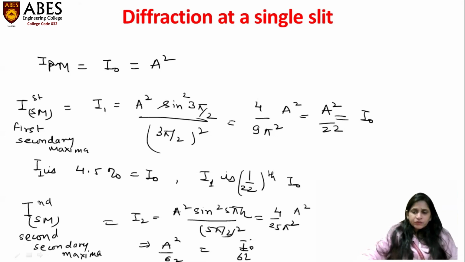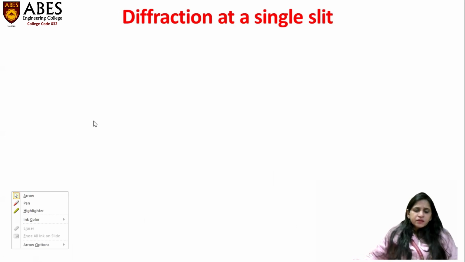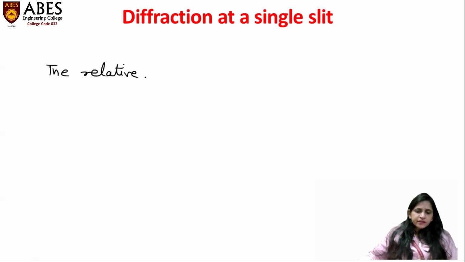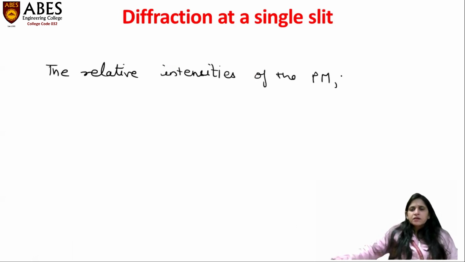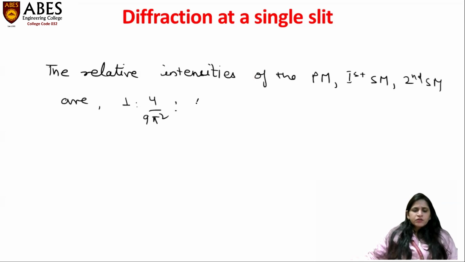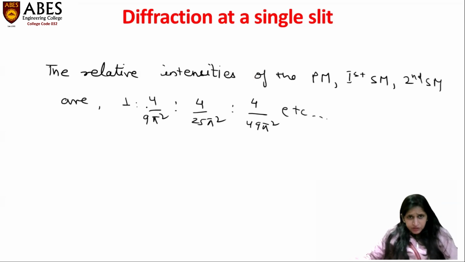So if we give the conclusion to this, the relative intensities of the principal maxima, first secondary maxima, second secondary maxima are 1 : 4 by 9 pi square : 4 by 25 pi square, and so on, like 4 by 49 pi square, etc. So even such questions are asked, that what are the relative intensities, or the relative intensities are given by so and so, prove it.